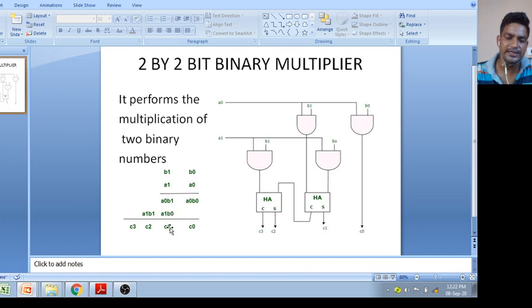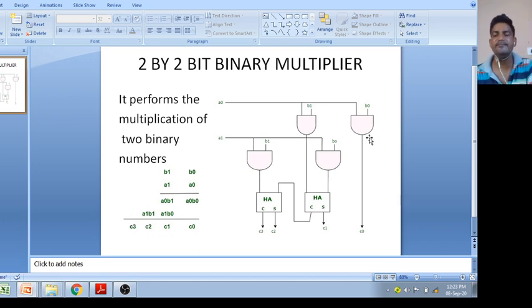Okay, now you have to add these two bits, this bit plus this bit, so it will give the second bit. Now there is a possibility to generate a carry. If any carry is generated, it will add with the A1 B1 bit. Okay, and again one carry can be generated, so the result will be C3 C2 C1 and C0.